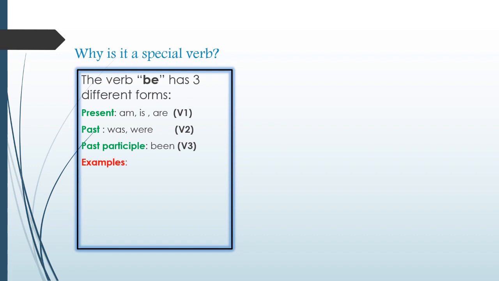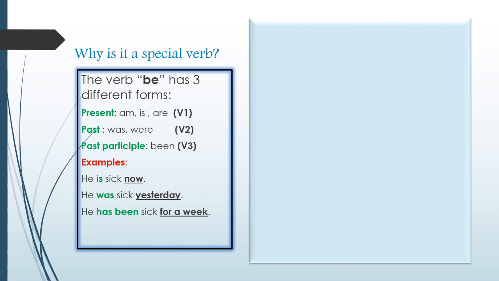Let's take some examples about these verbs. In the present, we say, he is sick now. If you want to change it into the past tense of is, was. So we can say he was sick yesterday. The past participle of this verb is been. He has been sick for a week.